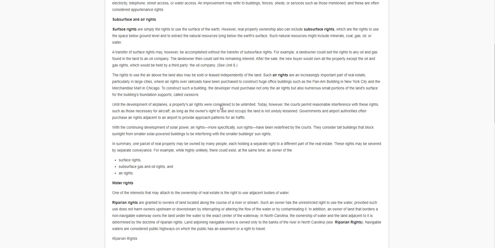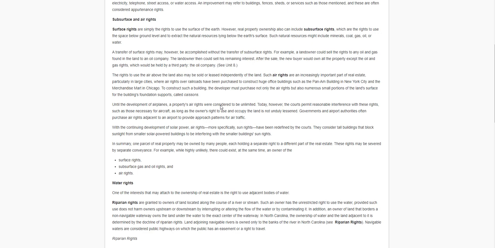So surface rights and subsurface rights. So yeah, there you go. You could transfer different rights. So a landowner could sell the rights to any oil and gas found in the land to an oil company, and then he could sell his remaining interest after the sale. The new buyer would own all the property except oil and gas rights. Those would be held by the third party, the oil company.